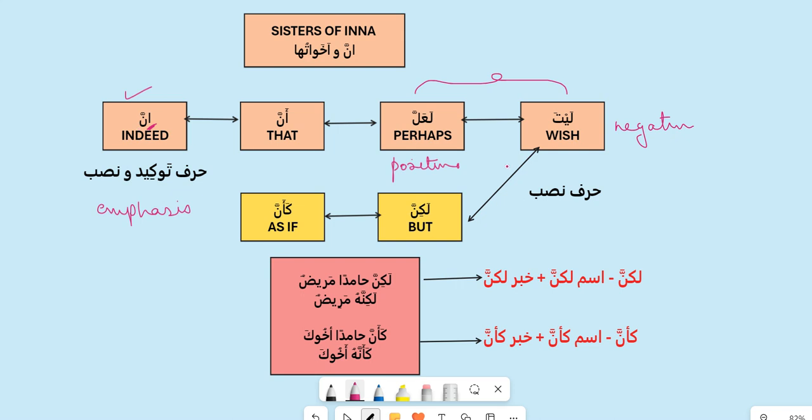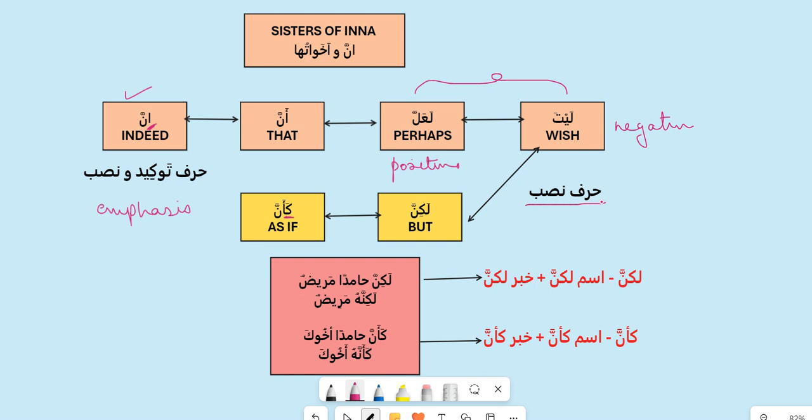So anna simply means that, la'alla, laita, and then comes lakinna. Lakinna means but. But comes in between two sentences, and ka'anna is used for comparison. Kaf tashbih, as you can see, there is a kaf tashbih. Ka'anna, as if you're comparing. And all these anna, la'alla, laita, lakinna, ka'anna are called harf nasb. They are not used for emphasis. That's why they are not called harf tawqid wa nasb. They are only called harf nasb.